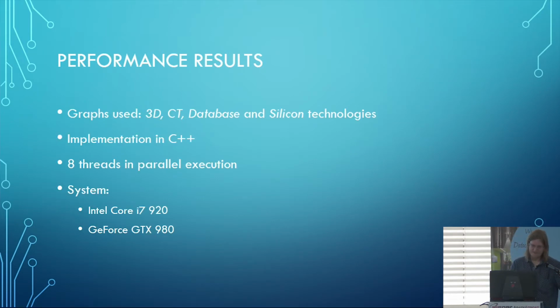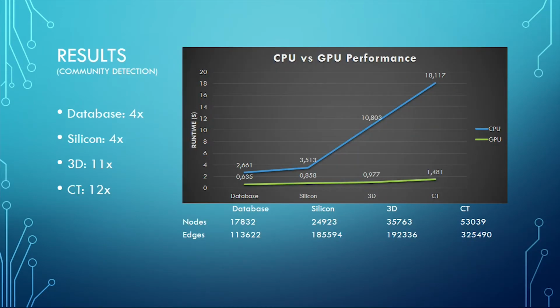So about the performance, as I was showing before, there are three graphs, the 3D, the CT database, and Silicon Technologies. Everything is implemented in C++. The GPU version is implemented in CUDA. On CPU, it was running on 8 threads. We were running on the GPU laboratory machine, that is a Core i7-920 and the GeForce GTX 980. It was using only one single GPU. And for the community detection, we can reach up to 12 times faster runtime. In this case, the CT is the biggest graph, and it also achieves the highest speedup on the GPU.